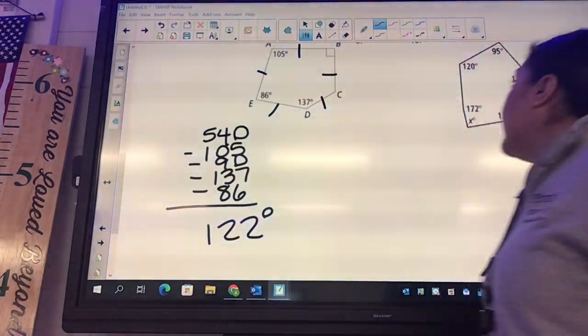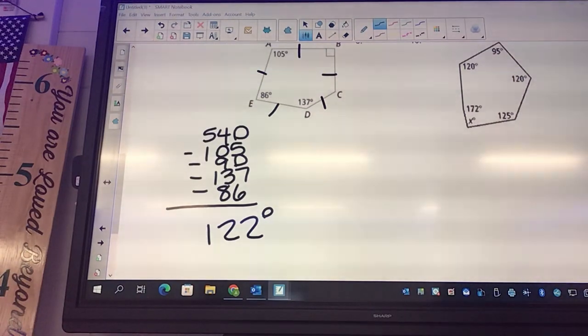Okay, you guys go through, do the rest, and then put your paper in the box.